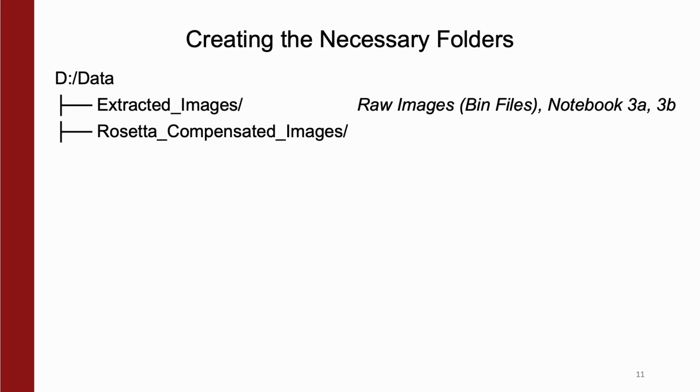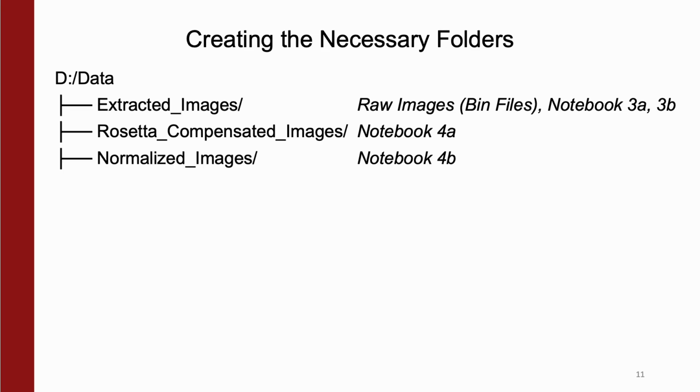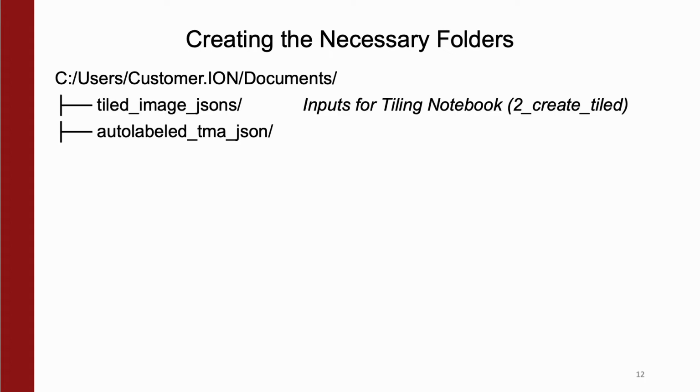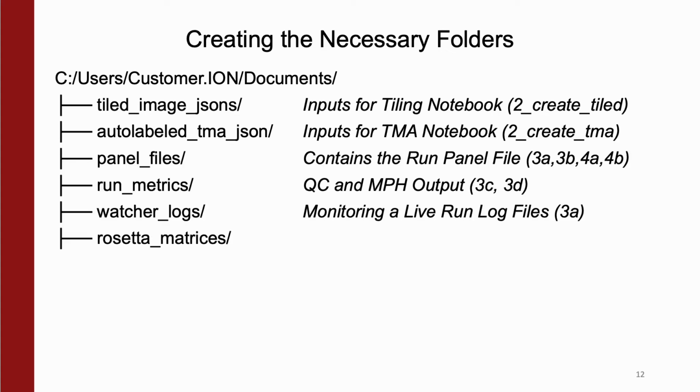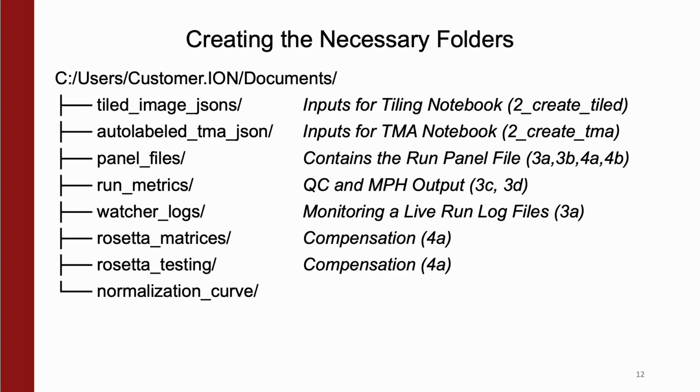In the D drive, it creates extracted images, and then Rosetta compensated images, then normalized images, and then finally your cohorts. And then in the C drive, in users, customer.ion, documents, it creates tiled images, JSON, auto-labeled TMA JSON, panel files, run metrics, watcher logs, Rosetta matrices, Rosetta testing, and then normalization curve. If you'd like to learn more about all of these, it's in the README.